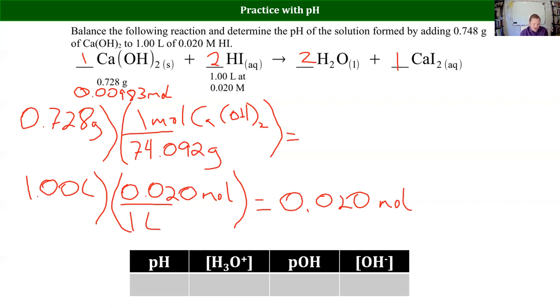So for the calcium hydroxide, that's just going to be a molecular weight calculation. And then for the hydroiodic acid, we're given 1 liter and a molarity. So mathematically, that's going to be pretty easy to do. 1 liter has 0.020 moles, and we have 1 liter, so we must have 0.020 moles.